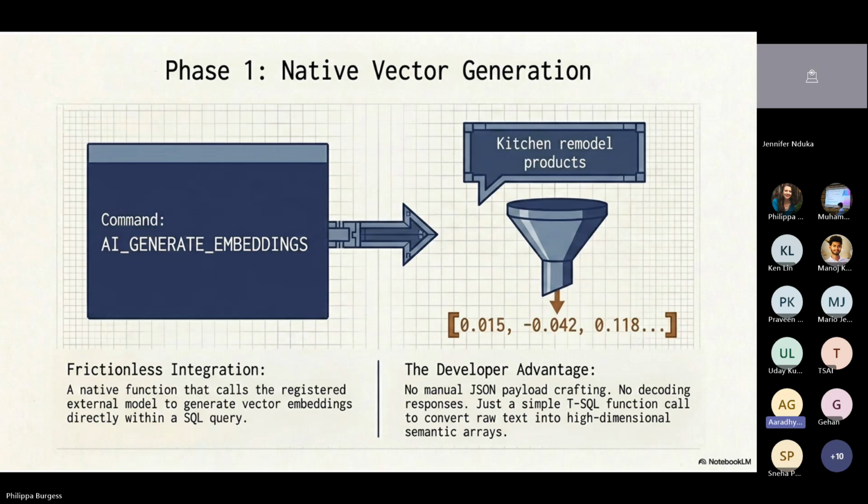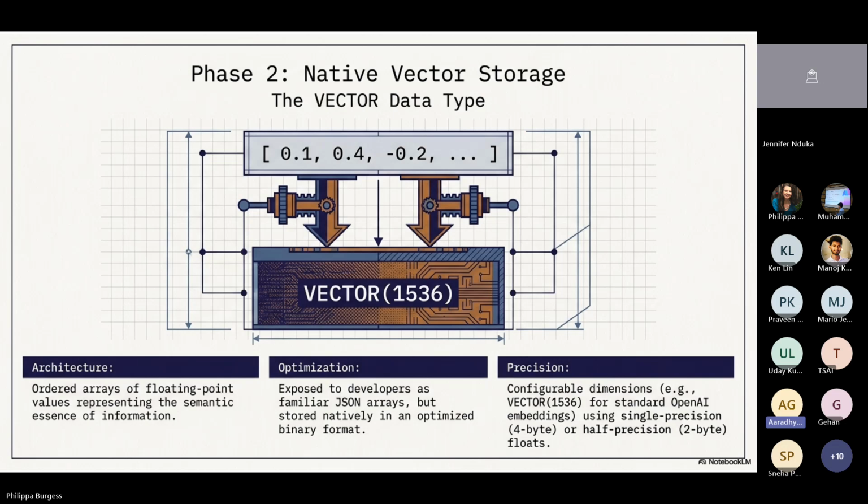So the mathematical output we get returns an ordered array of floating point numbers, and if you're using an enterprise-grade model like OpenAI's text-embedding-3-small, that array is exactly 1536 dimensions long. So every single one of those 1536 numbers represents a specific coordinate in a massive abstract semantic space.